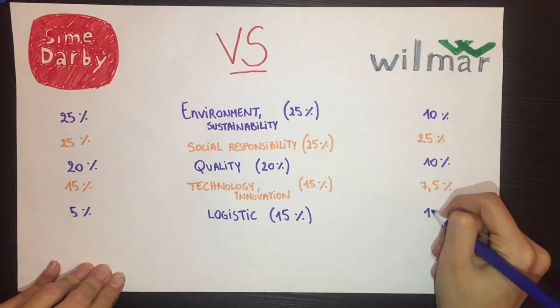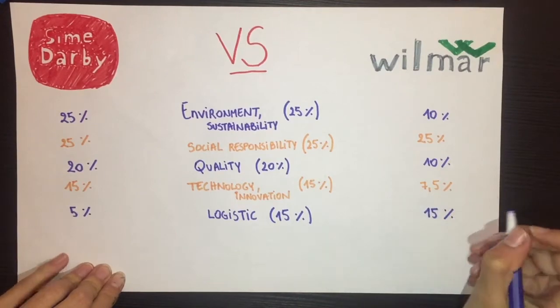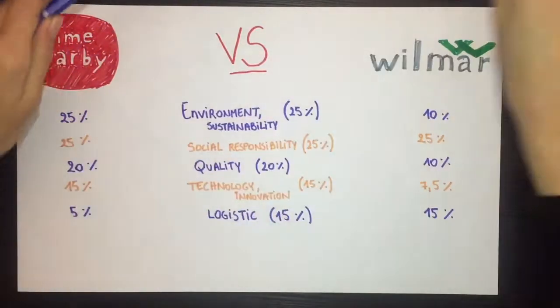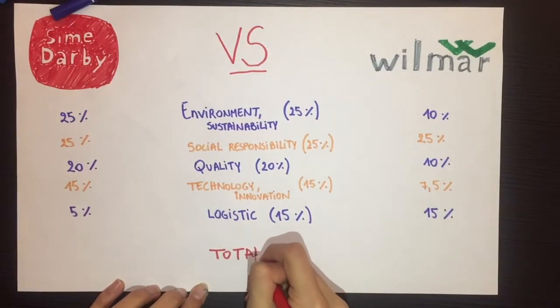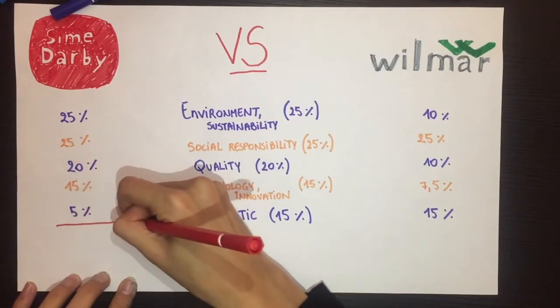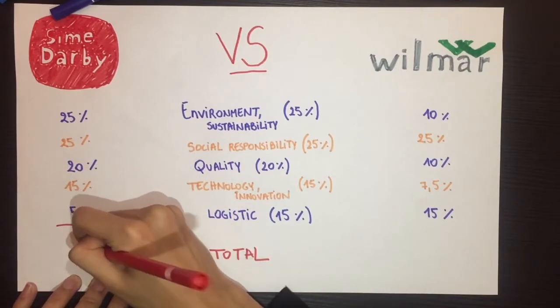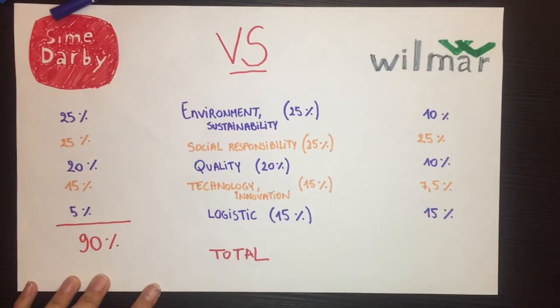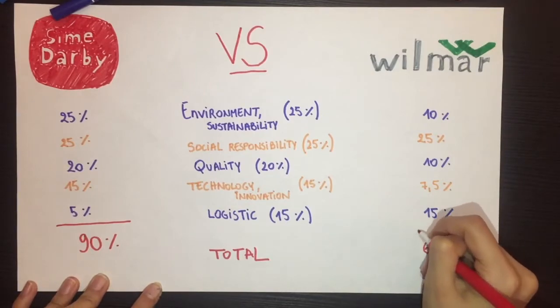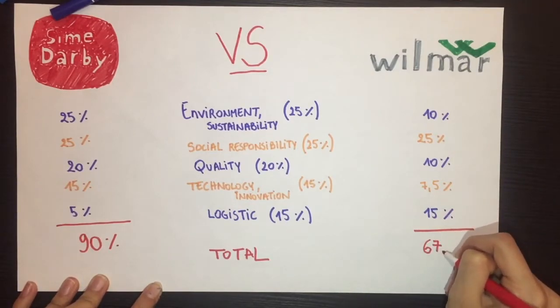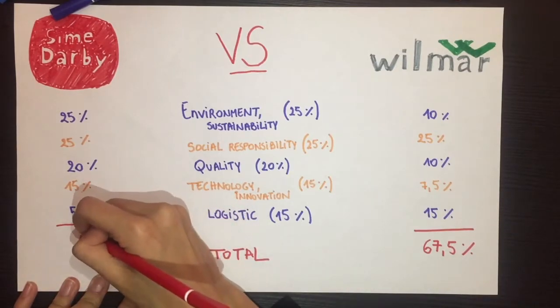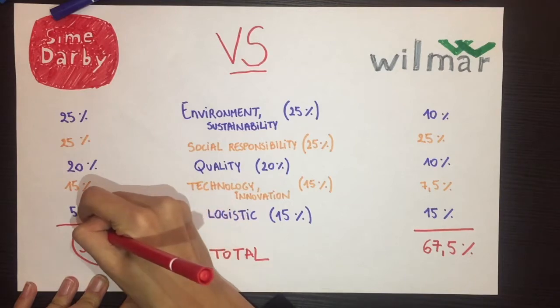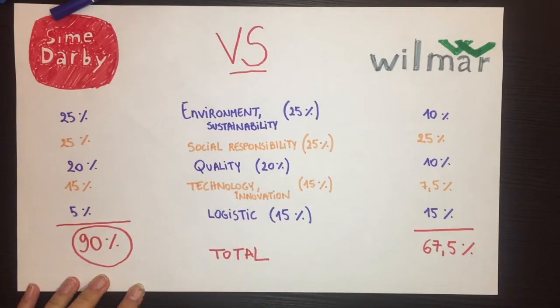As for the logistic criteria, we decided to give SimDerby only a third of the total points due to their lack of refineries and to their less established logistic network. As for Wilmar, we grant them all the points, as they possess a solid distribution network across the world. As for the total, we have SimDerby with 90% and Wilmar with 67.5%. We choose SimDerby as our final supplier.